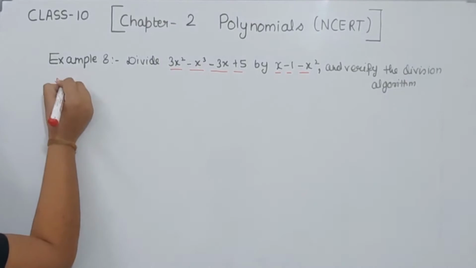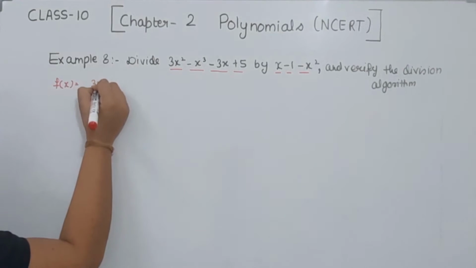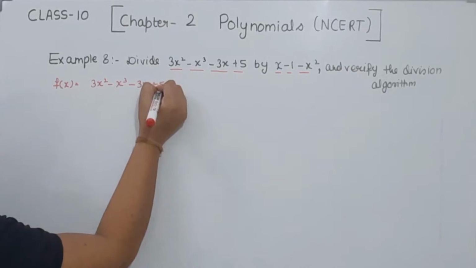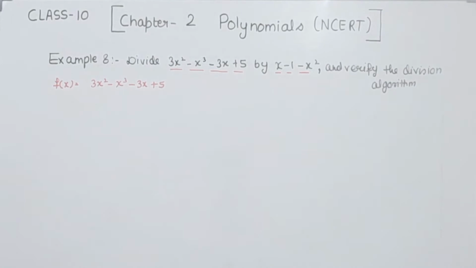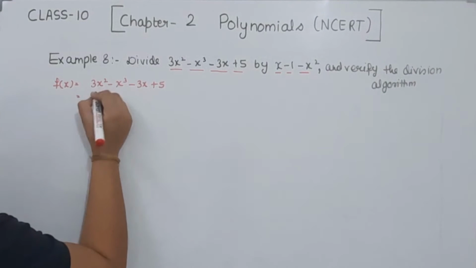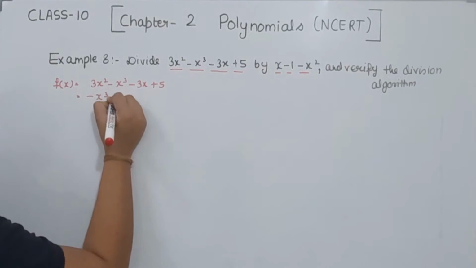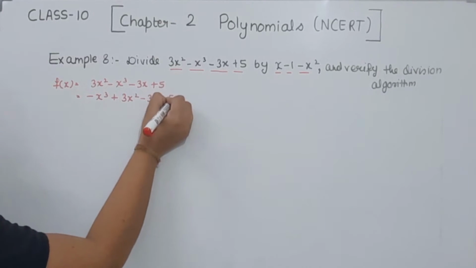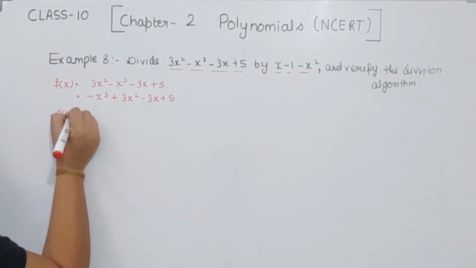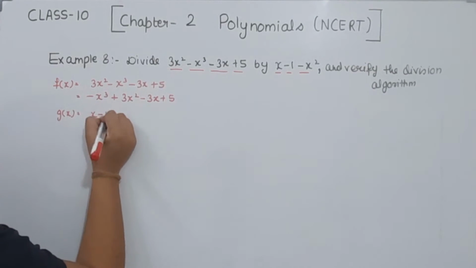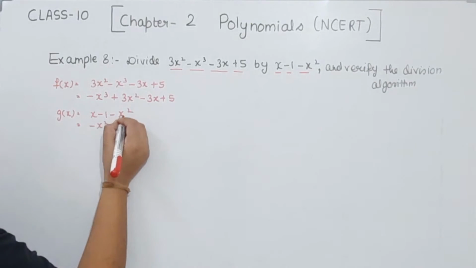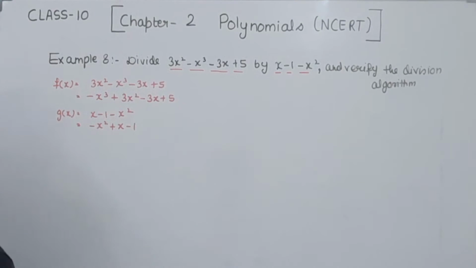So first of all we will write f(x) as equal to 3x square minus x to the power 3 minus 3x plus 5. First of all I am going to write this one in a proper form: minus x to the power 3 plus 3x square minus 3x plus 5. Now g(x) we are having is x minus 1 minus x square. I am going to write this one also properly: minus x square plus x minus 1.